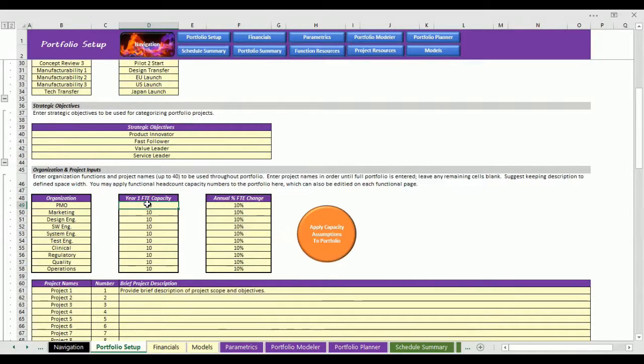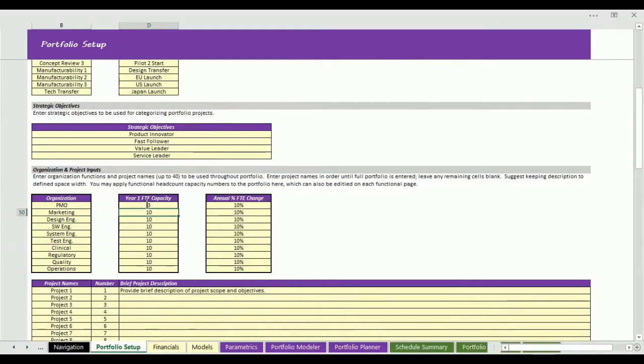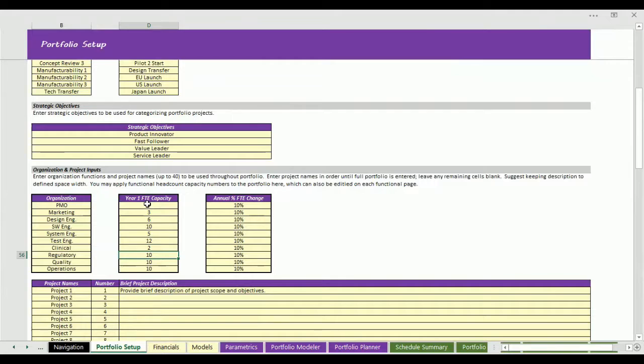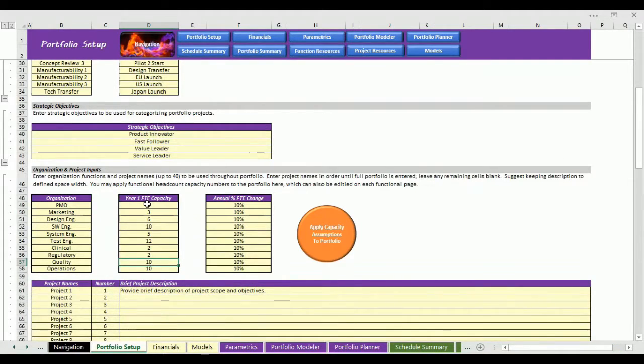Let's say that there's 3 project managers, 3 marketing individuals, 6 in design engineering, 10 in software engineering, 5 in systems engineering, 12 in test, 2 that are available from clinicals, 2 from regulatory, 2 from quality assurance, and 3 from operations.